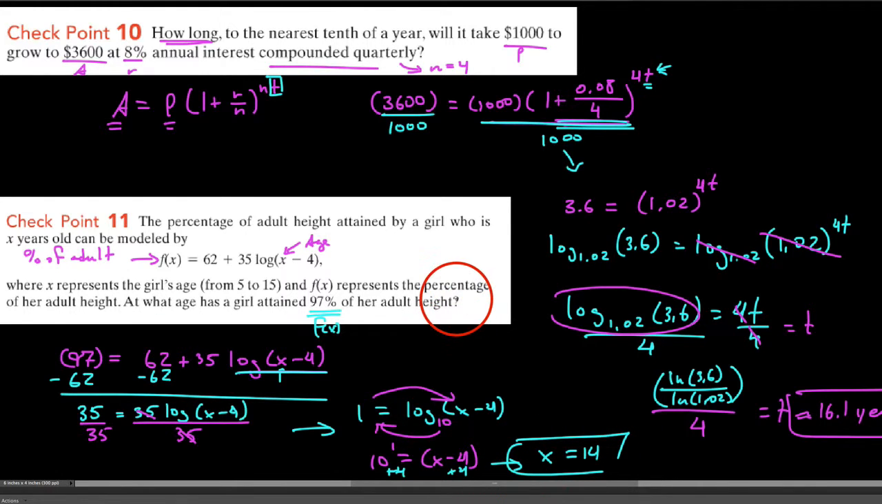But when we say 14, what does this 14 represent in this application situation? That was an x value, so we'd say 14 what? 14 years old. And at 14 years old, we can speculate that a girl would reach 97% of her adult height. Cheers.